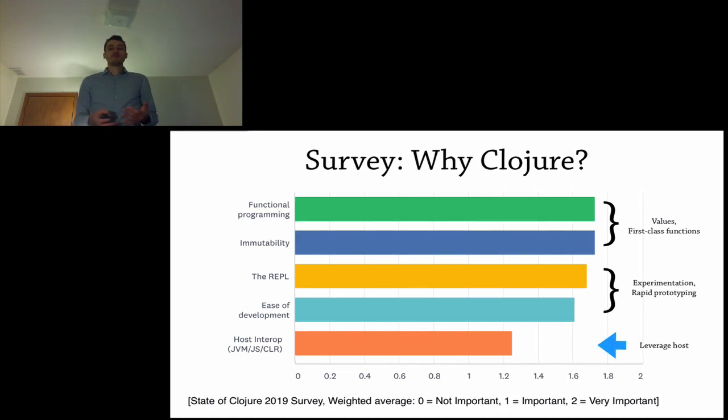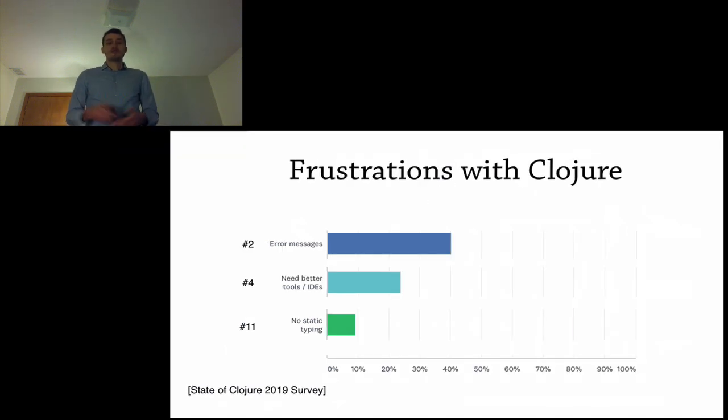And finally, we can leverage the host that Clojure is hosted on. So in this case, it's the Java virtual machine. We can basically use any library that is written in Java, which gives a lot of opportunity for writing expressive Clojure programs. However, there are frustrations with Clojure.